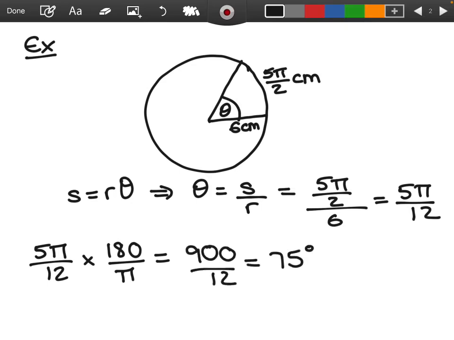So in this particular problem, I was just going to ask you to find that angle theta in terms of degrees. So make sure that you do that extra step. You find what the angle is in terms of radians using that formula, and then you go ahead and do that conversion to put it into degrees.